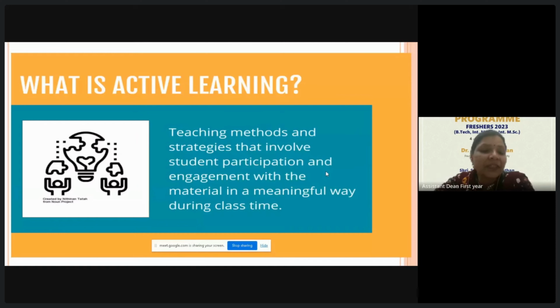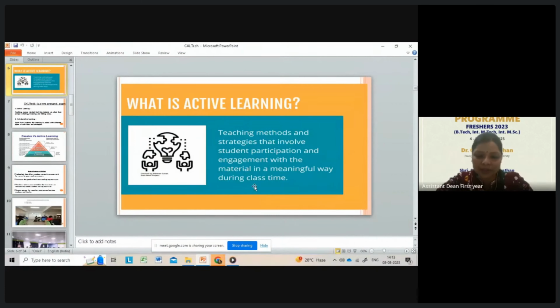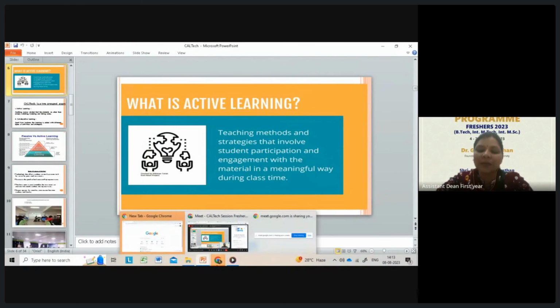The different teaching methods and the different strategies that we are using to involve student participation more and more, their engagement more and more with the material in a meaningful way during the class time, right? So we are applying this active learning along with the passive learning. It's not that the lecture is not important or the theoretical part is not important. But when we are talking about this thing, we need to have this thing.